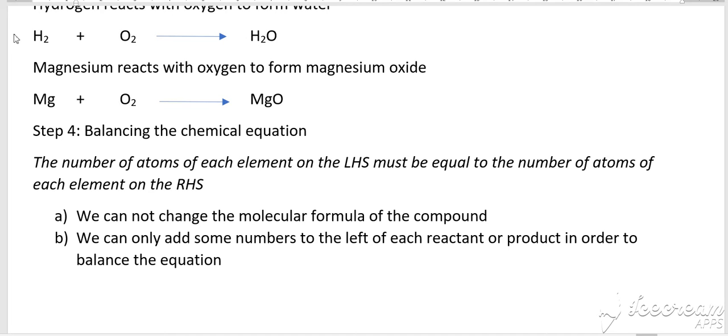Okay, now we have to balance the chemical equations, and for balancing the chemical equations we have to make the number of atoms of each element on the left hand side equal to the number of atoms of each element on the right hand side, and for that we cannot change the molecular formula of the compound, and we can add only some numbers to the left of each reactant or product in order to balance the equation. We'll just see with the help of an example what this really means.